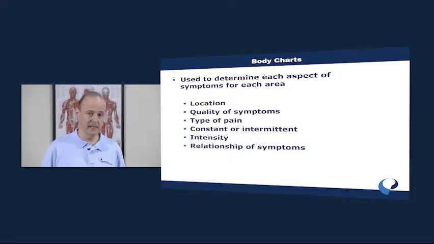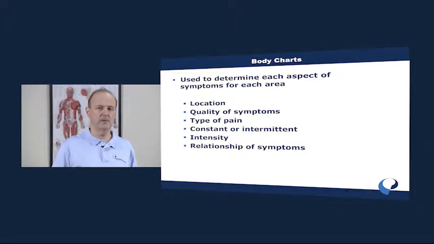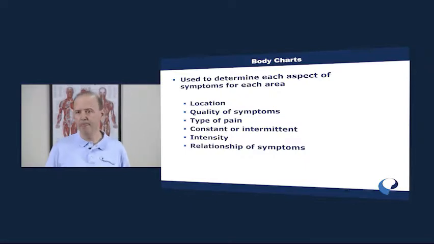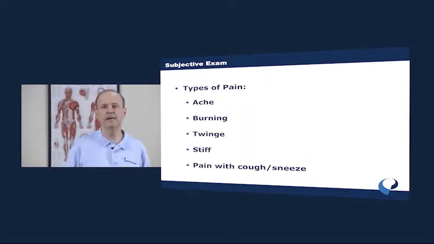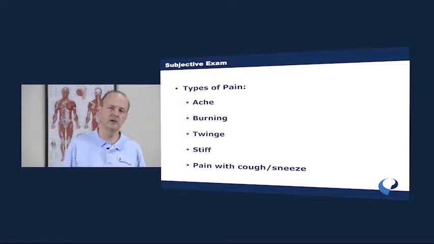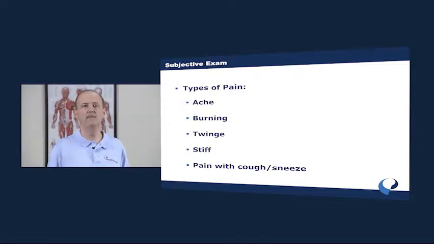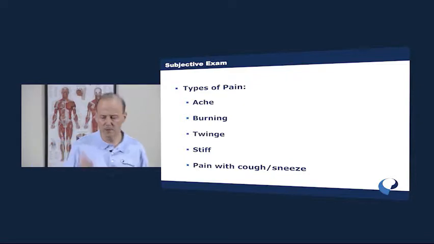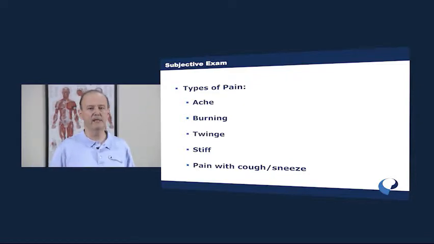We talk about the intensity of the pain and the relationship of multiple symptoms. Somebody has buttock pain, leg pain. I want to see if they're all related. The types of pain we talk about are achy pain, sometimes inflammatory; a burning pain, which tends to be more nerve-like; some type of twinge, could be something going past a bone. A stiff pain is usually an arthritic pain, and pain with cough or sneeze, which we'll talk about more in red flags, might be some type of push on dural tissue.